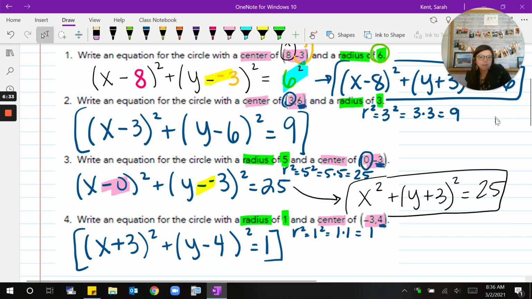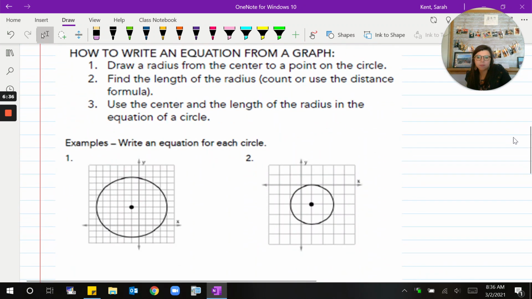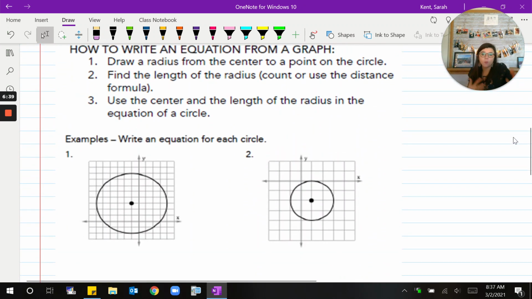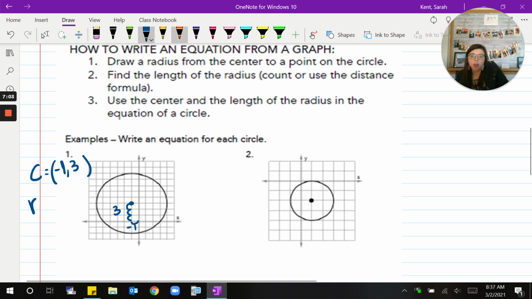All right, let's look at a couple graphs and then you'll have practice. So here we have the graph and we need to write the equation. Two things we need are the center and the radius. For our center, we want a point, which is this point here. I'm going to count backwards, negative 1, and then up 1, 2, 3. So that point is negative 1, 3. And then I want to know how far it is from the center all the way to the edge. I'm going to count 1, 2, 3, 4, 5. So my radius is 5.